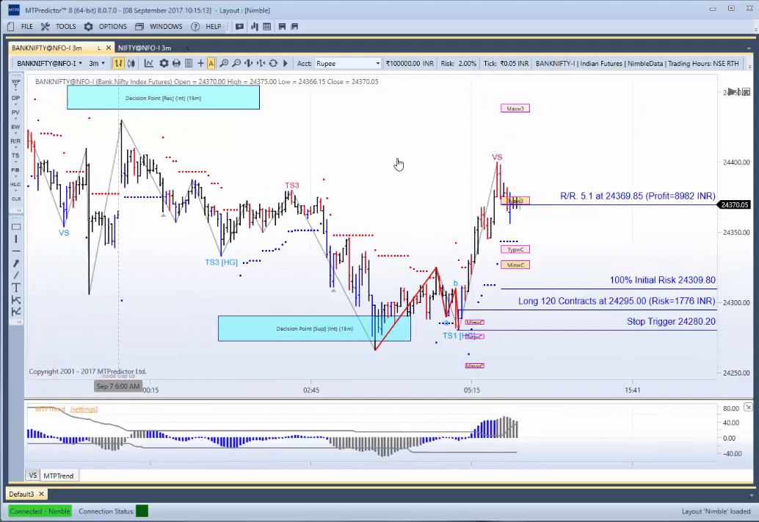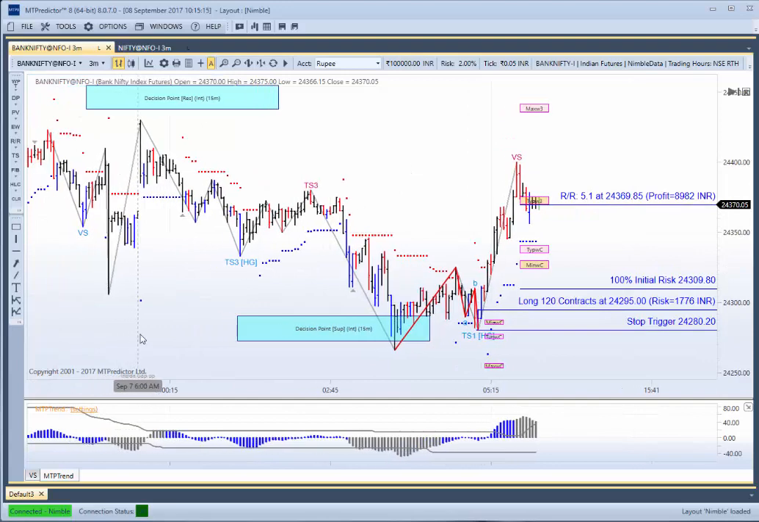So hopefully this has been a good example of how to take your MTPredictor trading to higher levels and not just blindly taking all trades that you see. Try to filter your trades with the higher time frame support and resistance zones, and try and be strict on filtering your trades where the picture looks good.